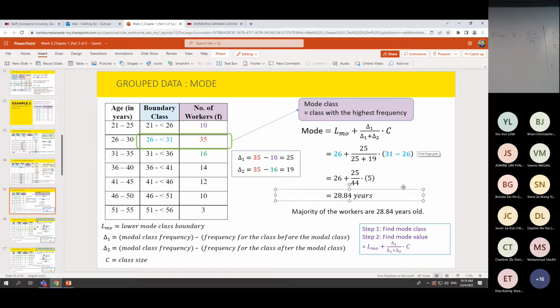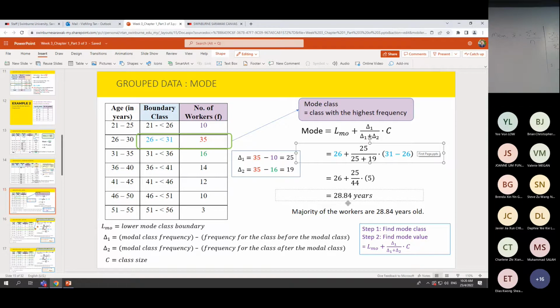So the next step is to simplify this expression. 25 plus 19 is 44. This part is 44. This is your class size, 31 minus 26 for the mod class, which simplifies to 5. So after simplifying, you get 28.84.